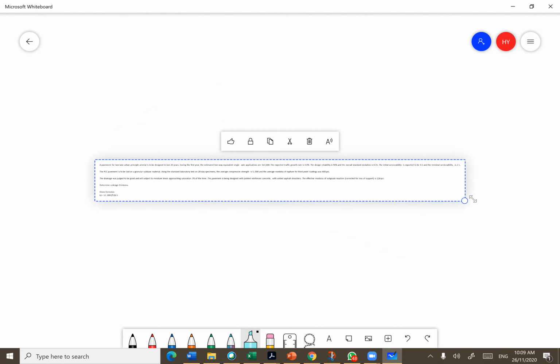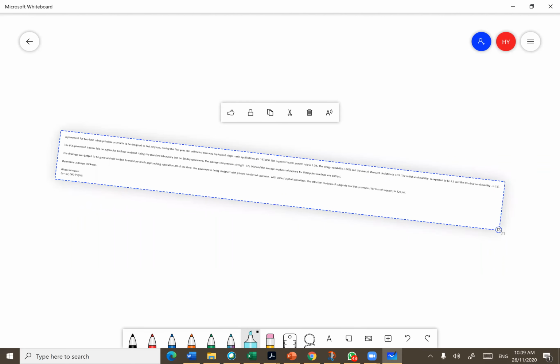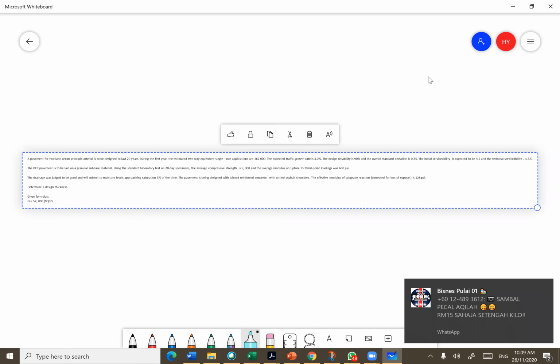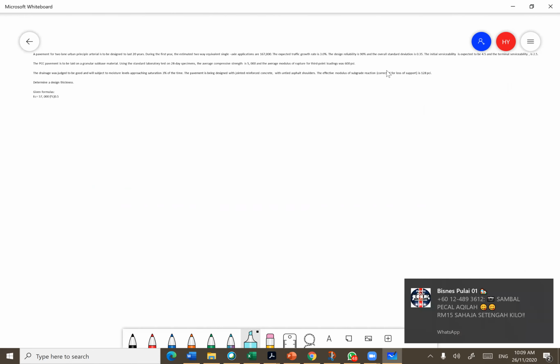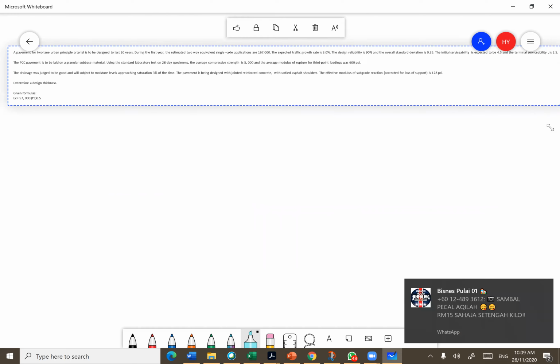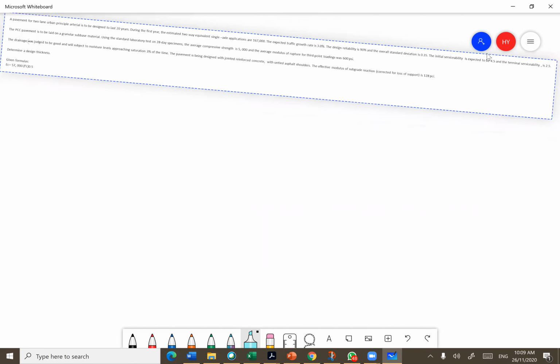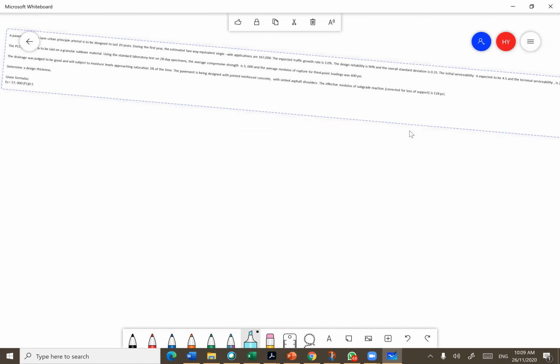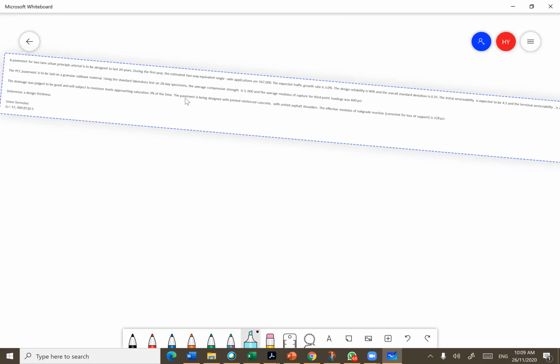Clear canvas. Oh, so small, man. Why is it so small? Is the question too small, man? Awak lah jadi kecil macam ni. Tak boleh besar lagi ke? Kecilnya, tak nampak. Macam nak besarkan? Tak boleh zoom. It's too small. Okay. Delete. Never mind.